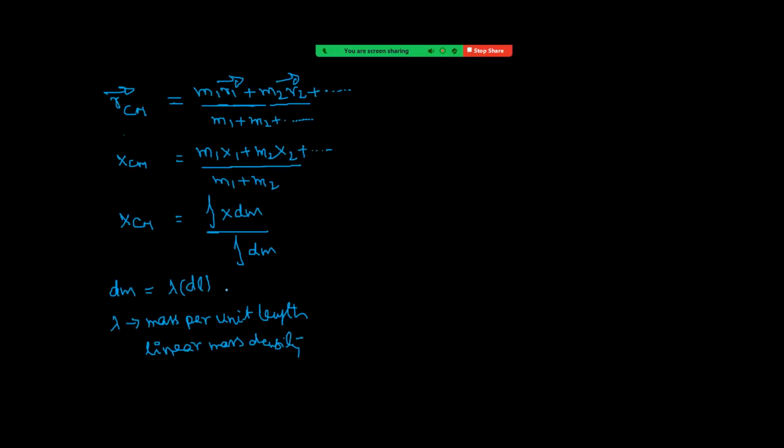If you are taking a two-dimensional body, it will be equal to sigma into ds. Now you can guess what sigma is. It is mass per unit area, or we can say surface mass density. And if you are taking a three-dimensional body, like a solid cone or solid sphere, there we consider volume density, meaning mass per unit volume. That's the way of calculating dm.